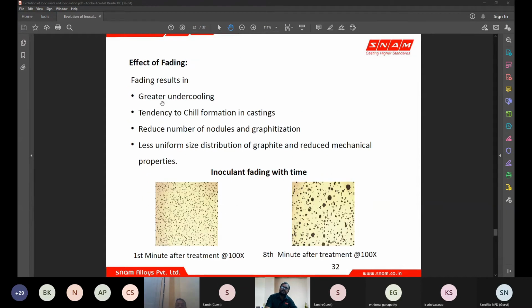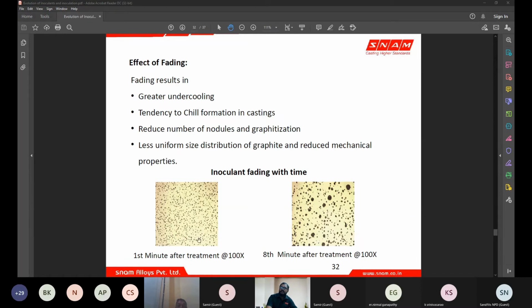And what is the effect of fading? What does it do? Fading results in undercooling. It gives a tendency to chill formation. Chill means white iron, the combined form of carbon getting formed in the casting. You don't want that to form. Reduced number of nodules and graphitization. Less uniform size distribution of graphite. This is in the case of ductile iron. This is in the case of gray cast iron.